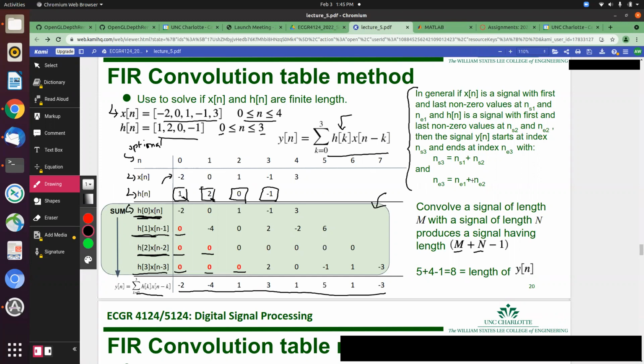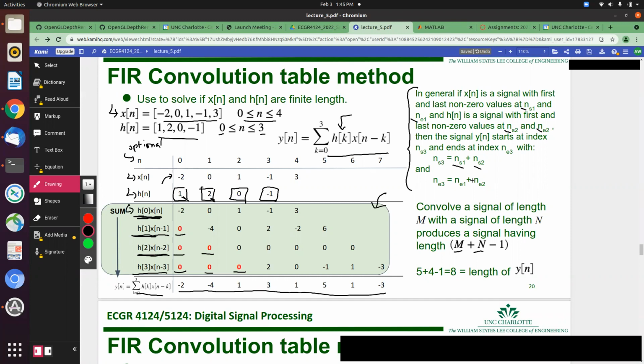So in general, if x of n is a signal with first and last non-zero values occurring at NS1, that's its first non-zero value, and NE1, that's its last non-zero value, and h of n is a signal with first and last non-zero values, NS2, that's the index where h starts, it is non-zero at NS2, and ends at NE2, then the signal y of n starts at index NS1 plus NS2. You just add the start indices.